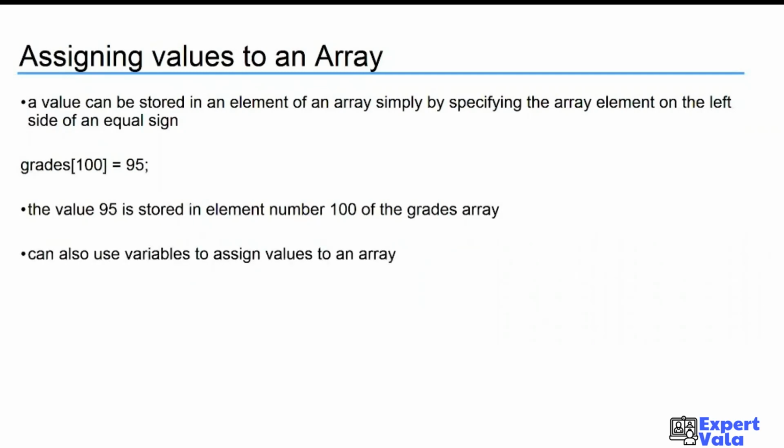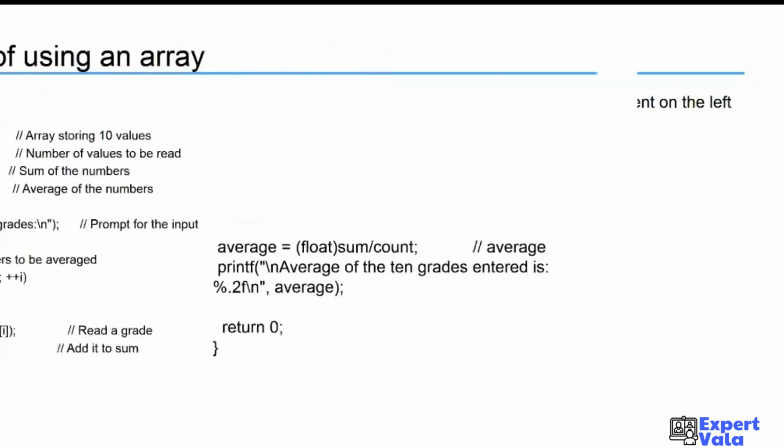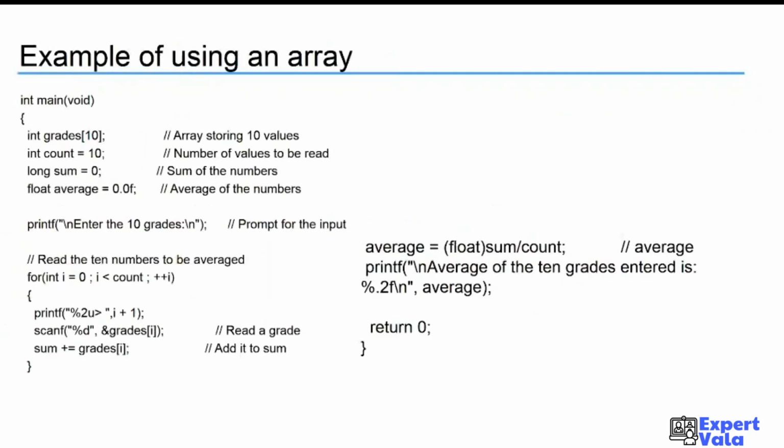You can also use variables to assign values to an array. So 95 could be stored in a variable, just like you assign other variables. Now let's go through an example of using an array. Here's an example of using an array that is going to read in 10 numbers and then give me the average of those 10 numbers. As we are reading them, we are going to calculate the sum, and then we are going to display the average. At this point, I want to take this example and put it in Code::Blocks, and run through it and show you how it works.